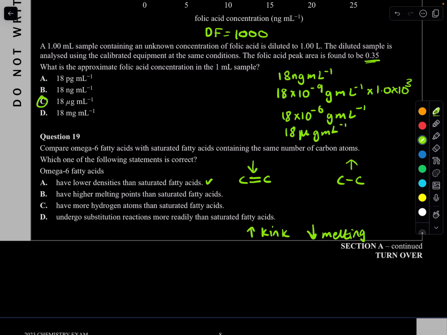B. Have a higher melting point than saturated fatty acids? Nope, they don't. Like we said, omega-6 has a very low melting point compared to the saturated. Wrong. C. Have more hydrogen bonds than saturated fatty acids.